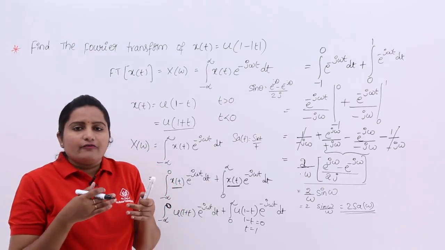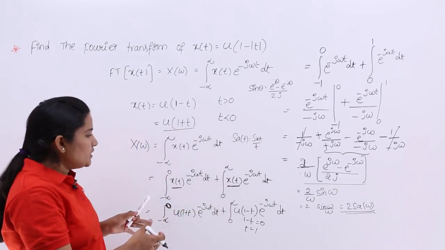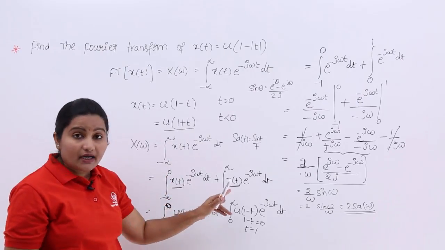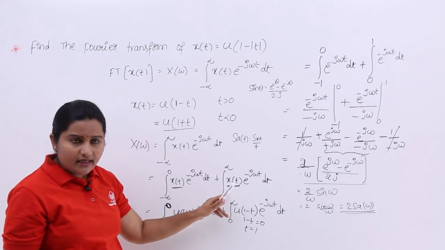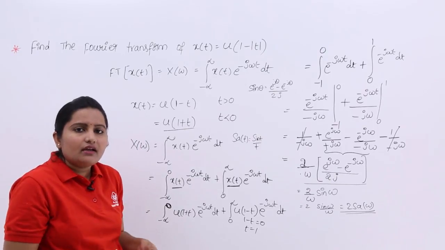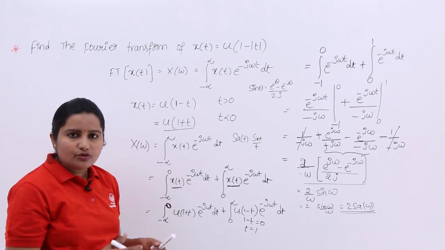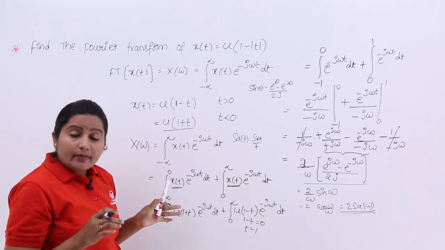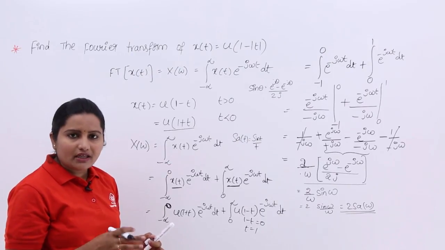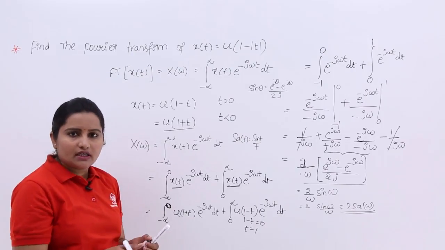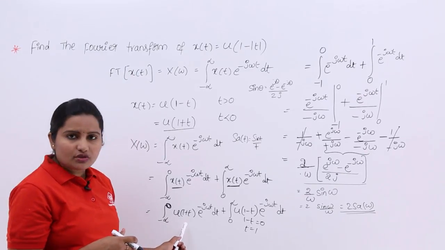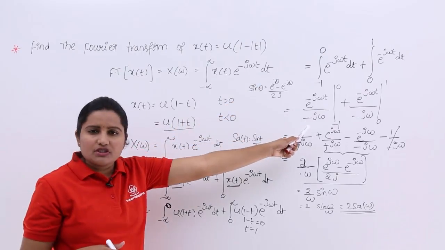So, like this, the basic process is that you need to consider the Fourier transform equation. After that, separate the limits. Whenever the signal is varying in 2 parts, then we need to separate it into 2 regions. After that, if we have a unit step function in the integration, it will change the limits of integration. How it changes, we need to take that, and after that we just need to do the integration.